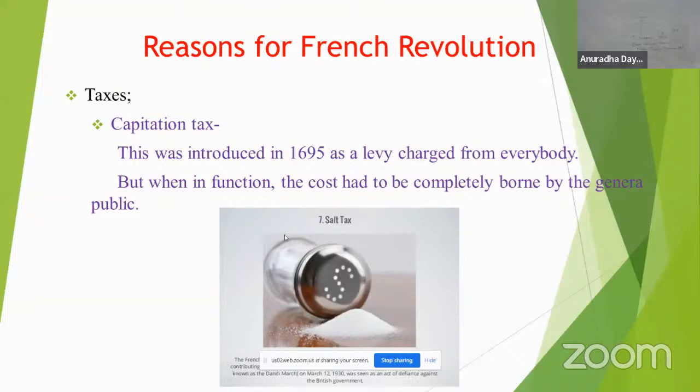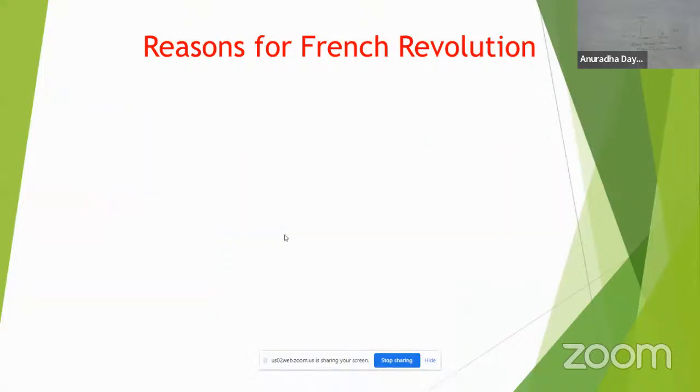Now there are three harassing taxes on people: tail tax, gabelle tax, capitation tax. Tail tax was charged on the land and houses of the common people. Gabelle tax was charged on salt, meaning they had to buy salt unnecessarily. And capitation tax was the body tax. Every person, everybody, had to pay this tax.